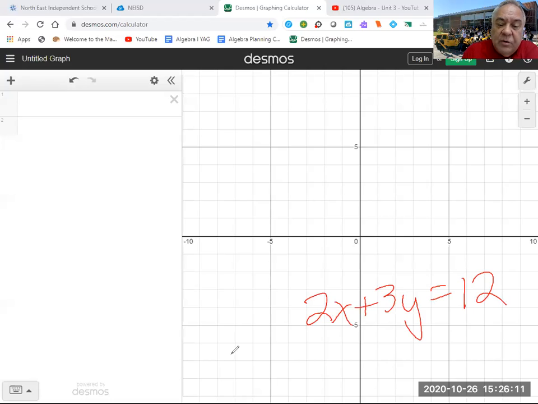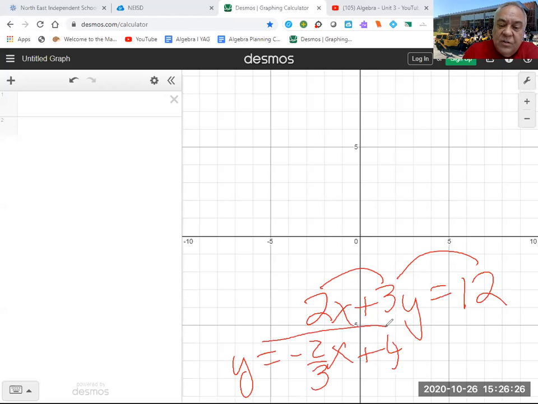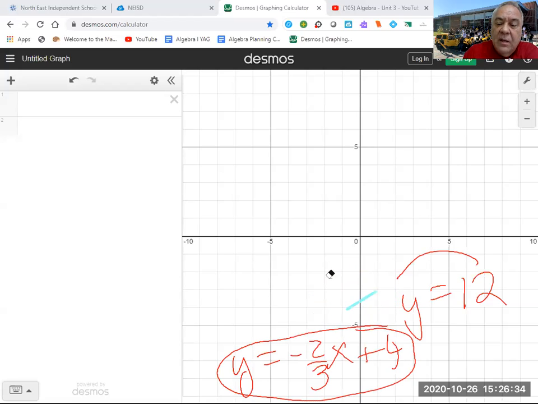If you want to put it in slope-intercept form, y is equal to, you want the slope, 2 divided by 3, change the sign, negative 2/3 x. And y-intercept, 12 divided by 3, don't change the sign. 12 divided by 3 is 4. So this is the equation in slope-intercept form: y equals negative 2/3 x plus 4. Okay, now we have that. Let's see if that helps us in any way.